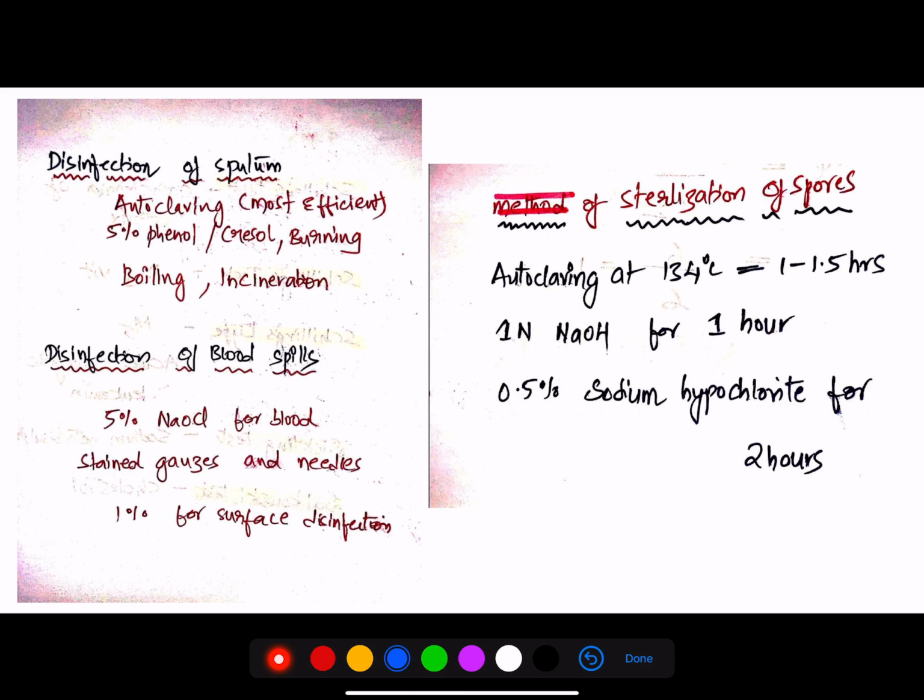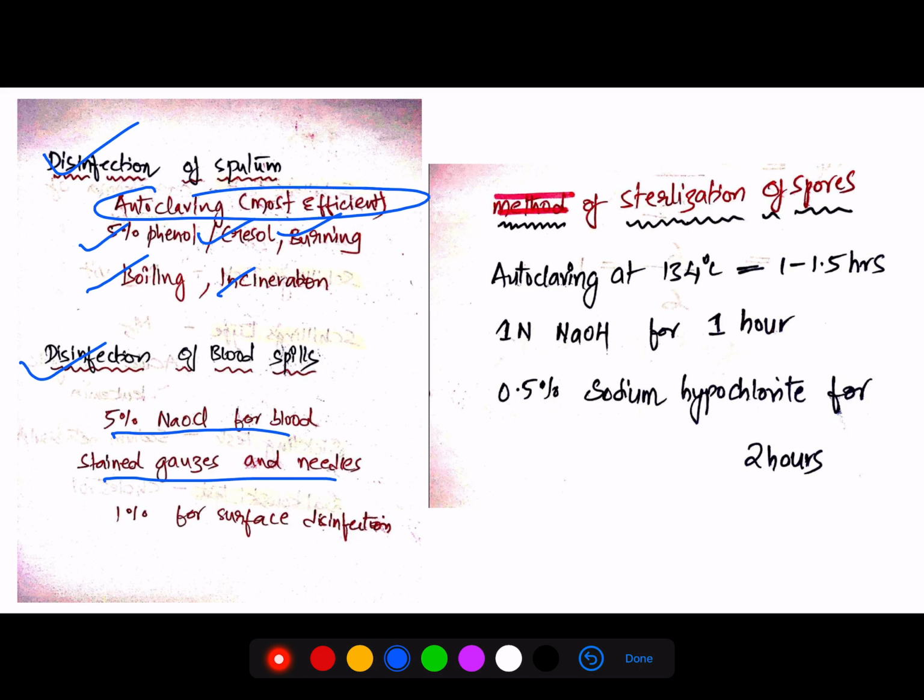The next comes the disinfection of the sputum, which can be done by autoclaving. That is most effective. Or else you can use 5% phenol, cresol, or burning, boiling or incineration. Disinfection of blood spills: once given in the NEET examination, 5% NaOCl is useful for disinfection of stained gauze or needles, and 1% is useful for surface disinfection, like blood spills in the hospital, which should be cleaned with 1% as a surface disinfectant.